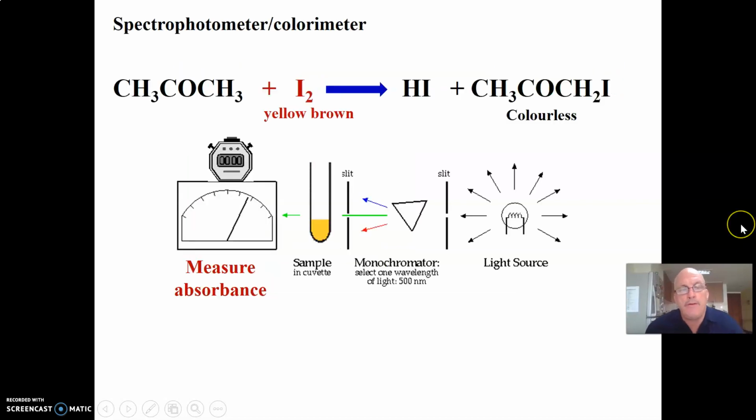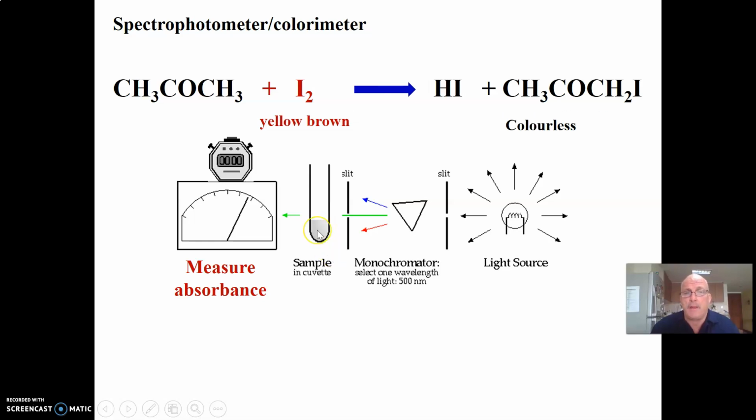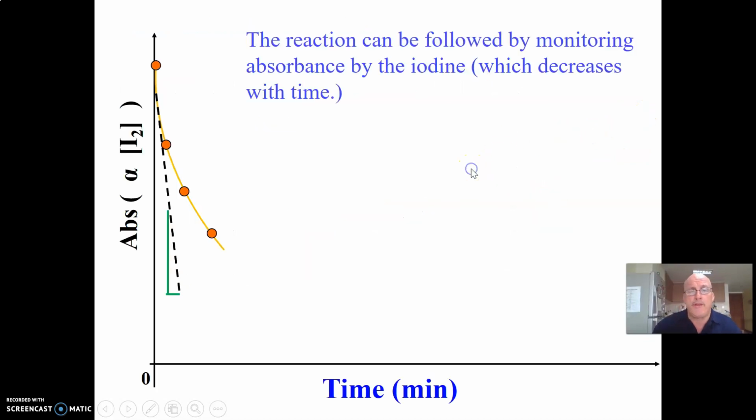Okay? Now, the reaction can be followed with the spectrophotometer because iodine gives a yellow-brown solution, and as time goes on, it produces colorless products. So the absorbance will decrease, and it'll go from this color and become colorless. Okay? So it's a good way to follow the reaction.